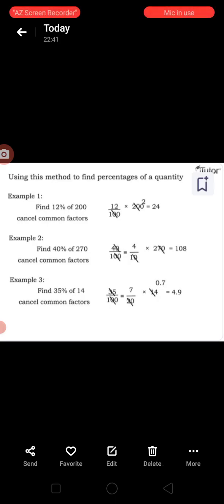Using this method to find percentages of a quantity, example 1, find 12% of 200. Then 12% means 12 by 100, of means multiplication symbol, into 200. We have to cancel 100 and 200, then we get the answer 24. Example 2, find 40% of 270. 40%, that is 40 divided by 100 into 270. We have to cancel, then we get 108. Third example, find 35% of 14. 35 divided by 100 into 14. We have to cancel it, then we get 4.9.